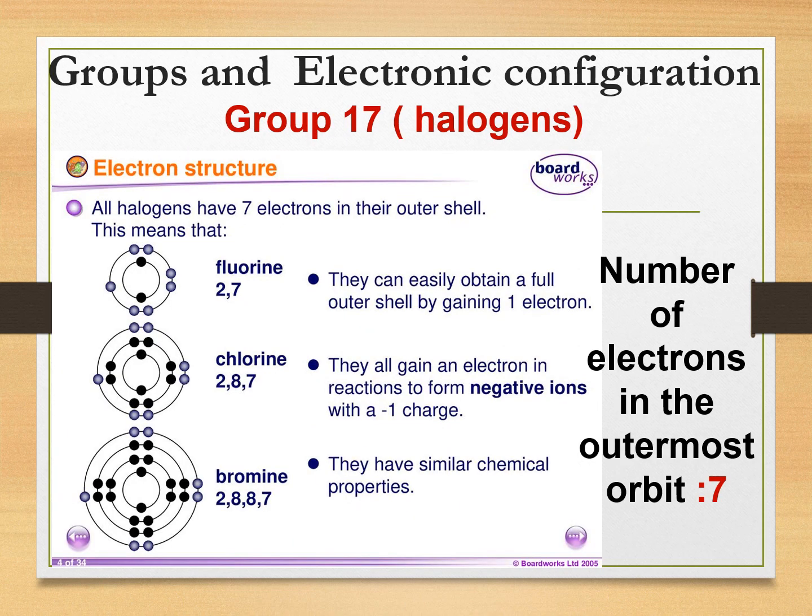This is group number 17, halogens. The members are fluorine, chlorine, bromine, iodine, etc. Out of that, 3 members are shown over here, that is fluorine, chlorine and bromine. The electronic configuration of fluorine is 2, 7. Chlorine is 2, 8, 7 and bromine is 2, 8, 18, 7. Look at the outermost electronic configuration. All of them have the same outermost electronic configuration, that is, the number of electrons is 7.